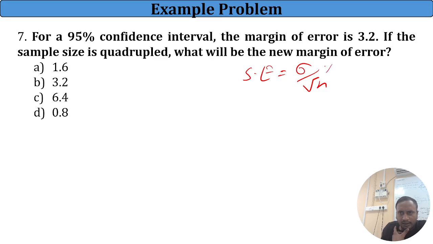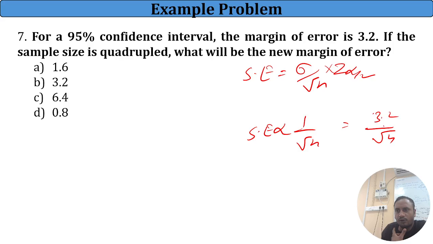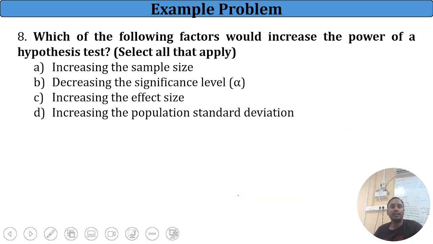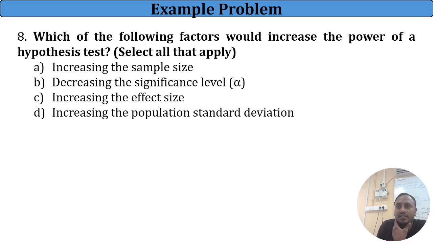And if you get alpha by 2 also. So this value we know, 3.2, and this is 4, so 3.2 by 2 is 1.6. Now we can see here that margin of error decreases with a larger sample size. By the formula, margin of error is inversely proportional to root n, so the new ME will become 1.6. Now tell me in this question, which of the following factors would increase the power of a hypothesis test?